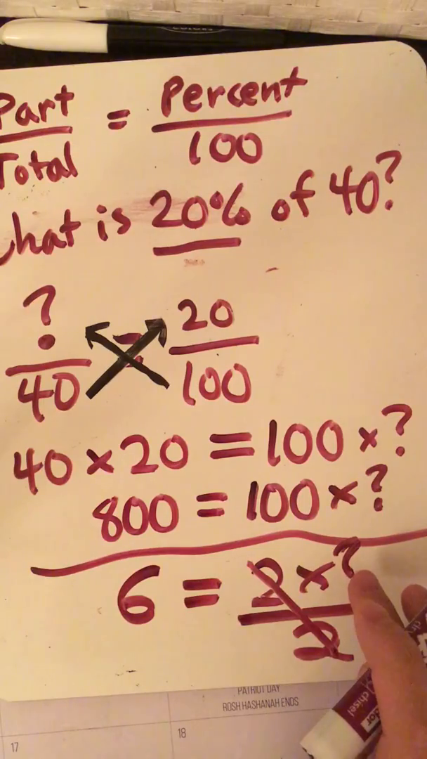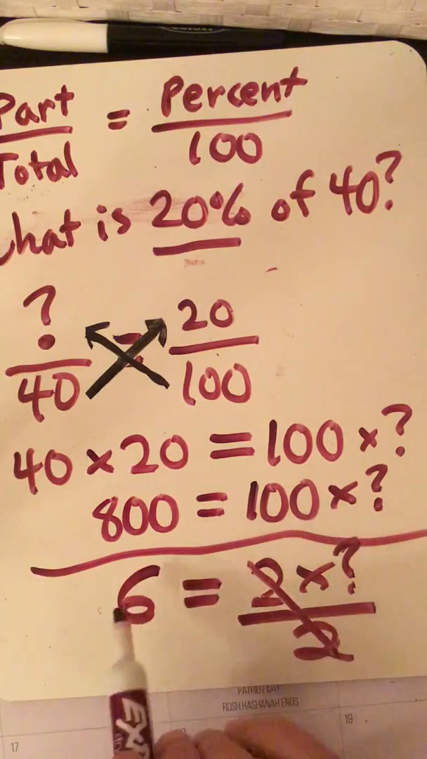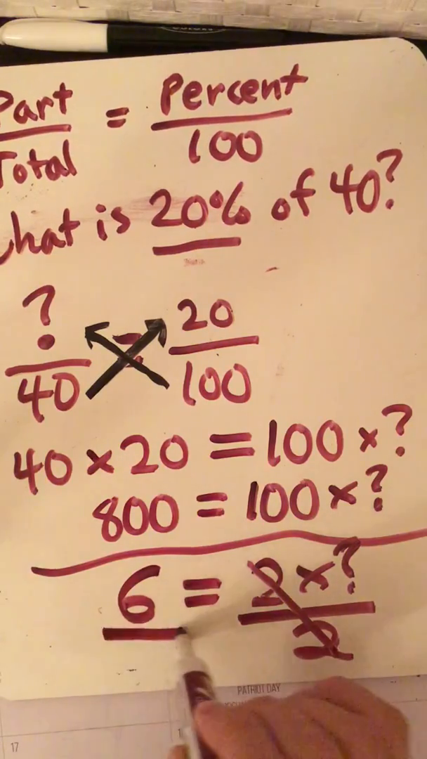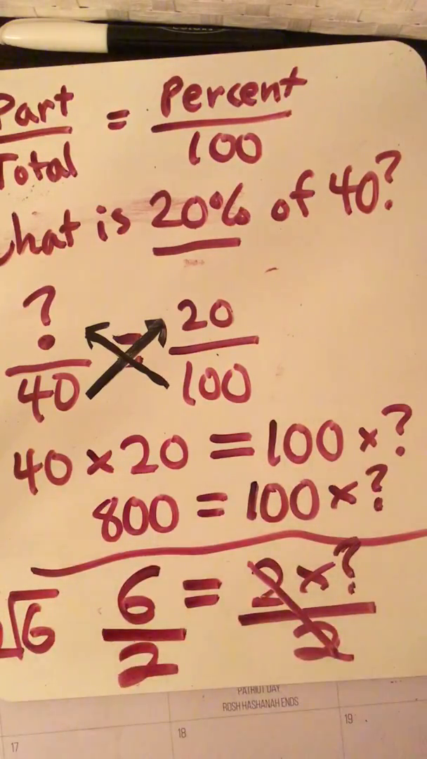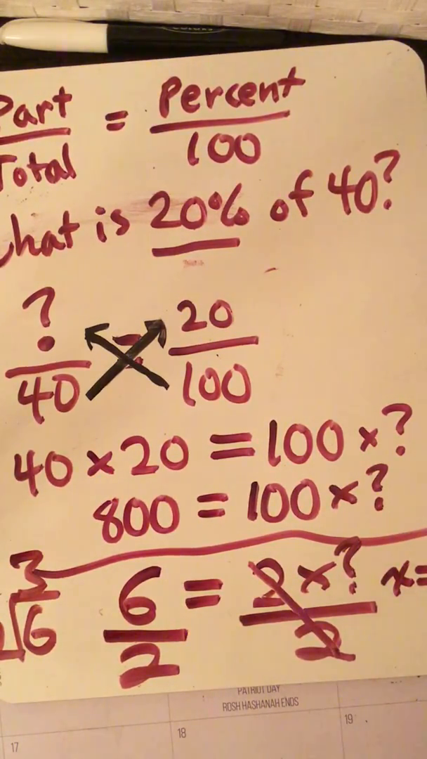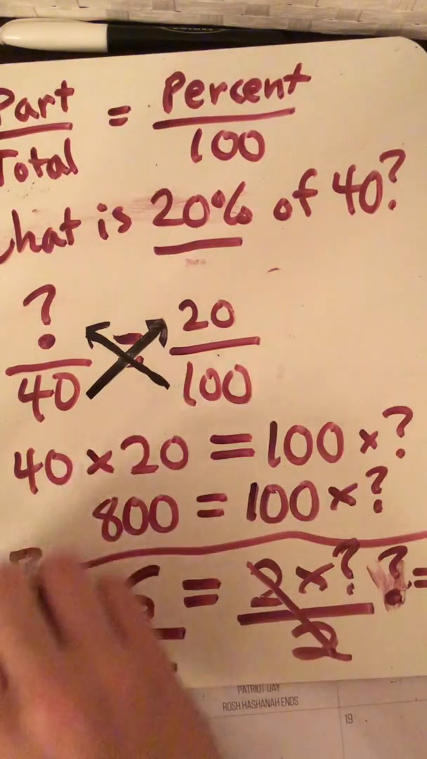1 times anything is still the same thing, so that cancels itself out. We don't need it anymore. But if we want to keep both sides of the equation equal, we have to divide this side by 2 as well. And what is 6 divided by 2? 2 goes into 6 3 times, doesn't it? So you could say x is equal to 3. I'm sorry, question mark is equal to 3, because 3 times 2 equals 6. That is your introduction to a little bit of algebra.